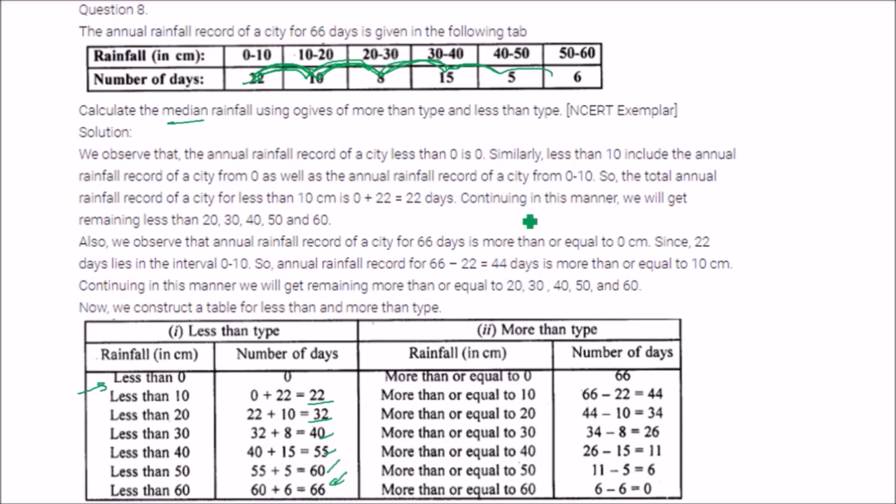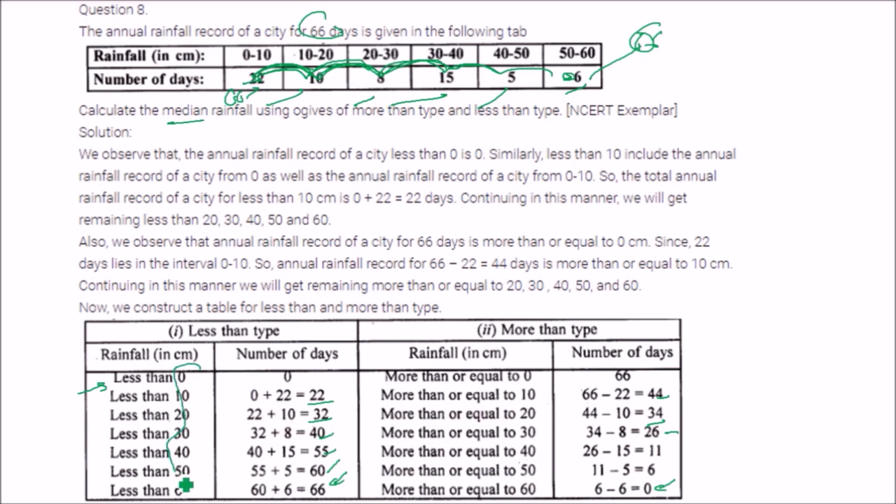But when we come to the more than type, we have to take the highest one, which is 66, and subtract these values. So 66 minus 22 is 44, then 44 minus 10 is 34, 34 minus 8 is 26, 26 minus 15 is 11, 11 minus 5 is 6, and 6 minus 6 is 0. Ultimately, you have to get a 0 here. So this is the more than type.